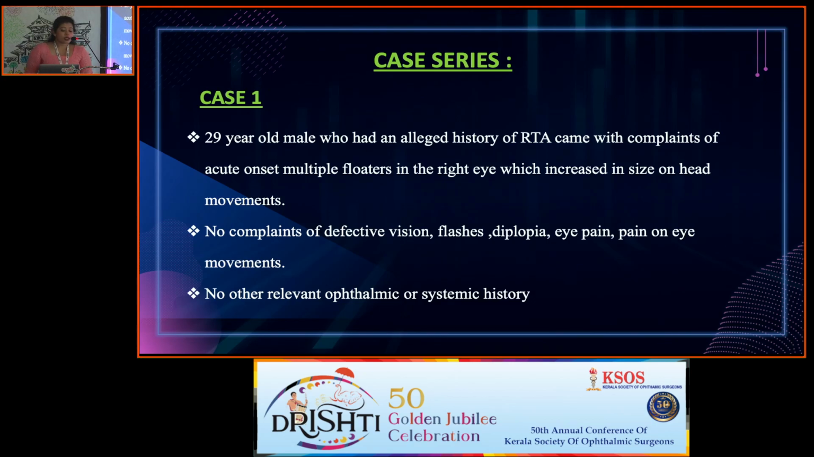Case 1 was a 29-year-old male with an alleged history of RTA, who came with complaints of acute onset multiple floaters in the right eye, which increased in size on head movements. There were no complaints of defective vision, flashes, diplopia, eye pain, or pain on eye movements. There was no other relevant ophthalmic or systemic history.